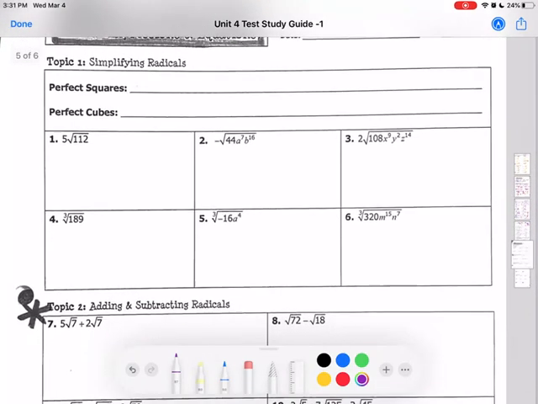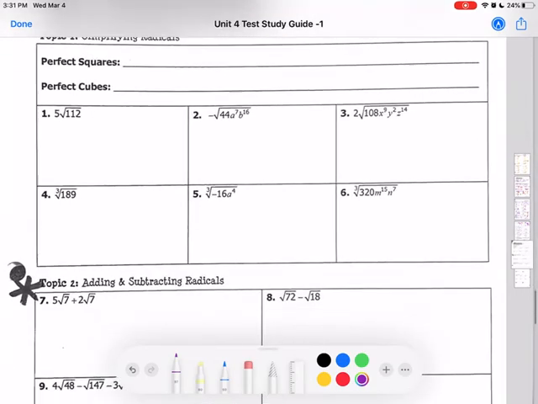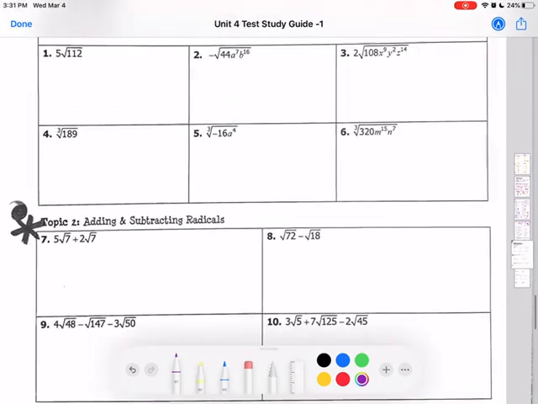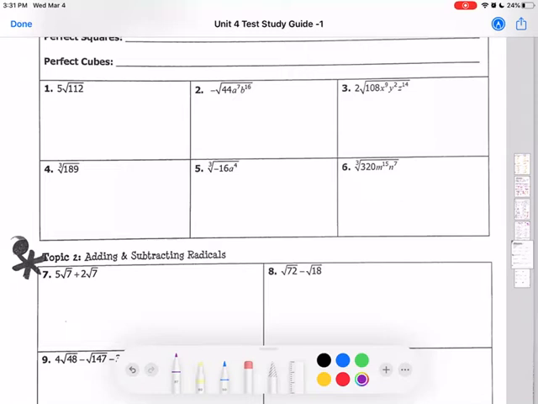So now I'm on the last page, which deals with radical expressions and equations. In this first section, we're just going to be simplifying. So for this first example, I have a coefficient of 5, so I want to remember that, and that is going to come out in front when I simplify.